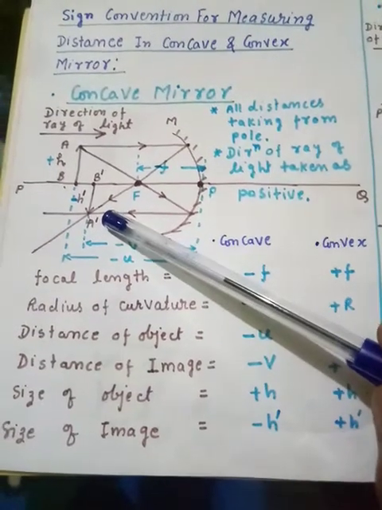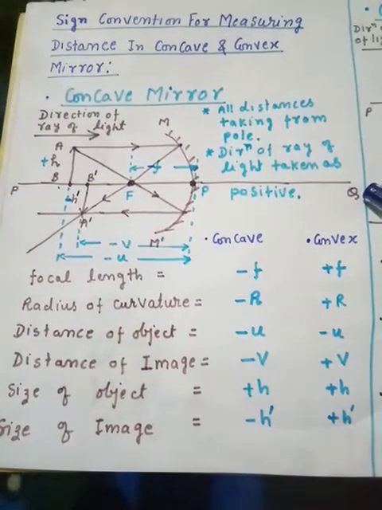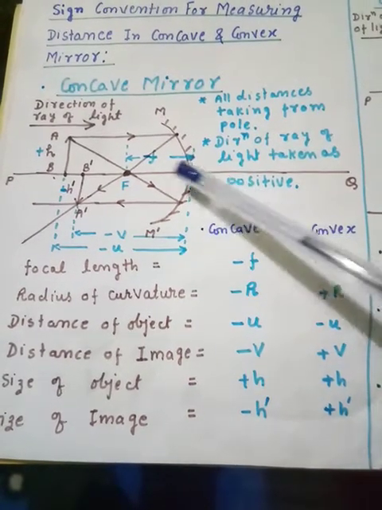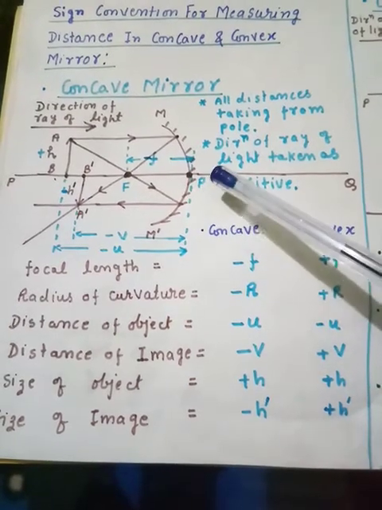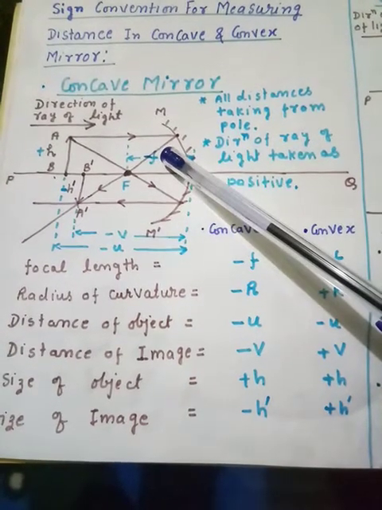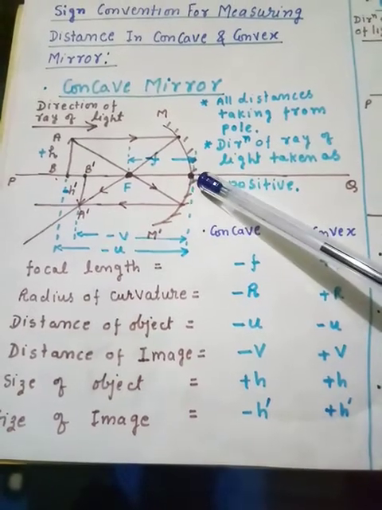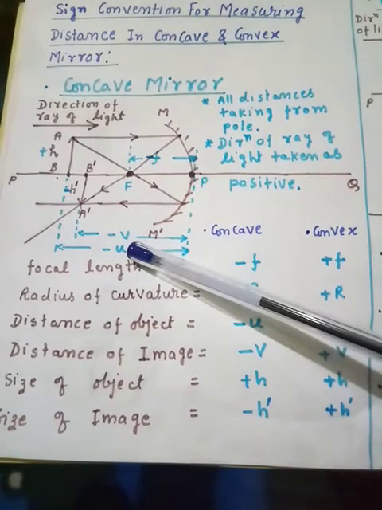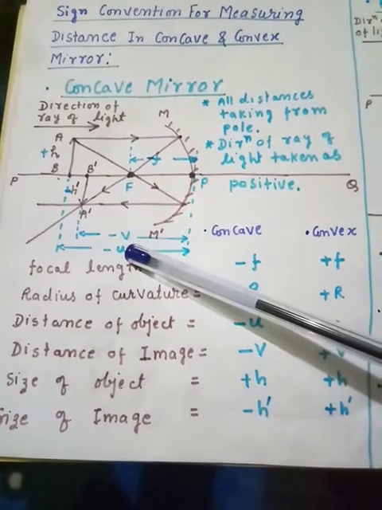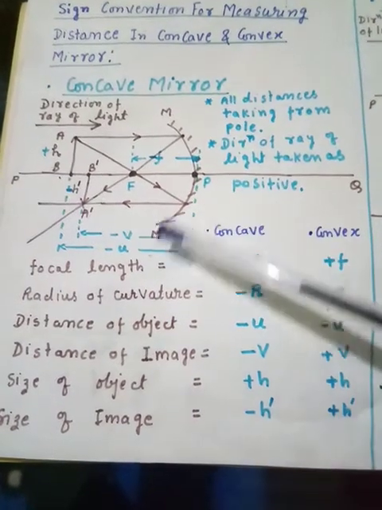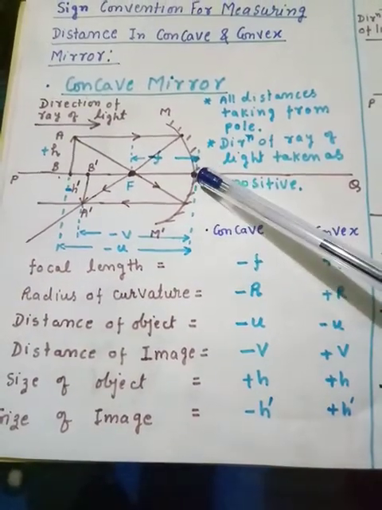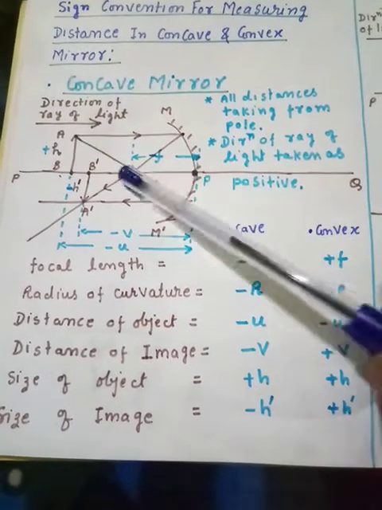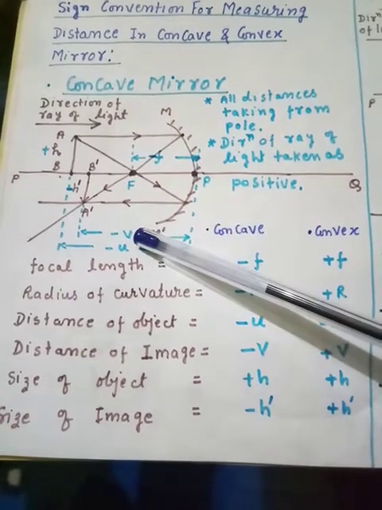Now let's take the parameters. Here PQ is our principal axis. The distance between P, the pole, and the focus F is called the focal length. Now the distance between the pole and the object is denoted by U. So what is U? U is the distance between the pole and the object. Now the distance between the pole and the image is denoted by V.